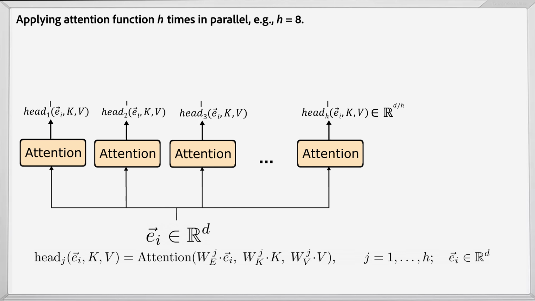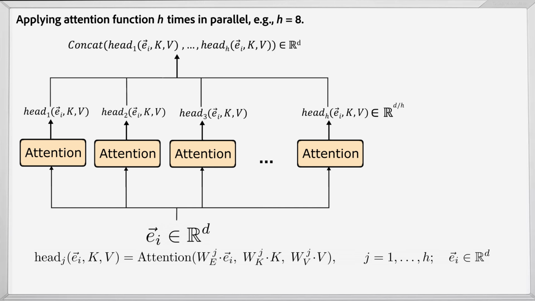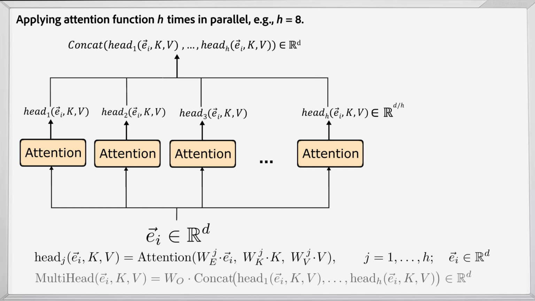After we passed vector E_i through all h attention heads, we want to combine the resulting vectors into a single vector that is then our updated representation for the vector E_i. We can achieve this by simply concatenating the resulting vectors, which means that we attach the vectors that are the results of calculating all h attention functions. And finally, we multiply the resulting vector by matrix W_O, which is simply a linear transformation.